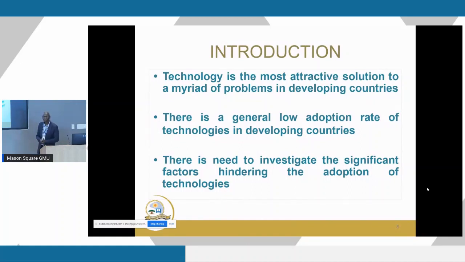All right. So I'm looking at the whole question of adoption and use of technology. Obviously, we know that technology is the most attractive solution to a lot of problems that we have in developing countries, starting in schools, going to hospitals, in business and so forth. But something that we see and realize is that there's a general low adoption of technologies in all these spheres, whether in education, in health, or in business. We thought it would be interesting to look at what are these hindrances which cause people to not adopt technology.